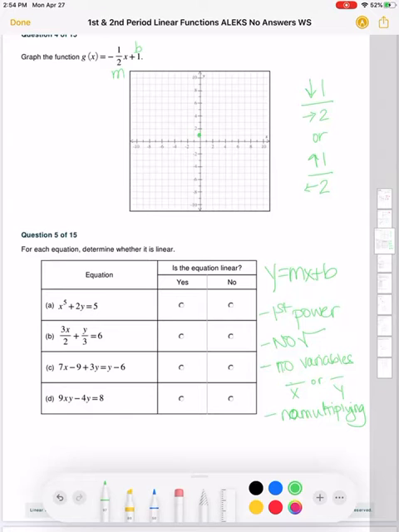Sorry, I'm still learning how to use my Apple Pen. So obviously I'm not very good at writing on my iPad. But we are looking for, do we have x and y to the first power? Are we without radicals? We have no variables in the bottom of a fraction and no multiplying variables, so it doesn't look like this. So that is a no.